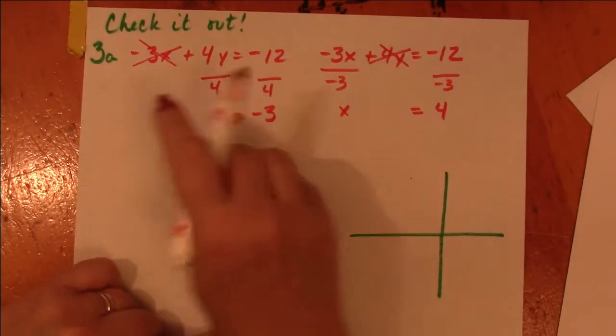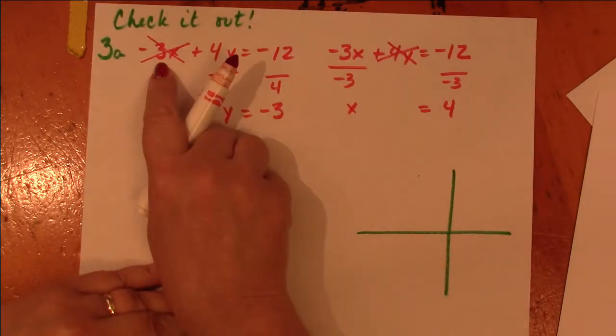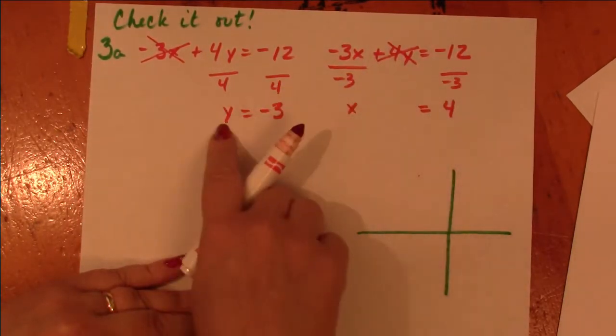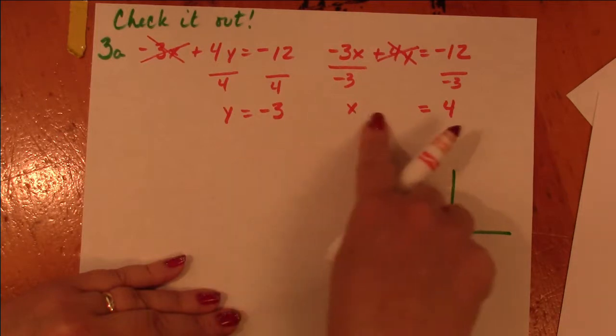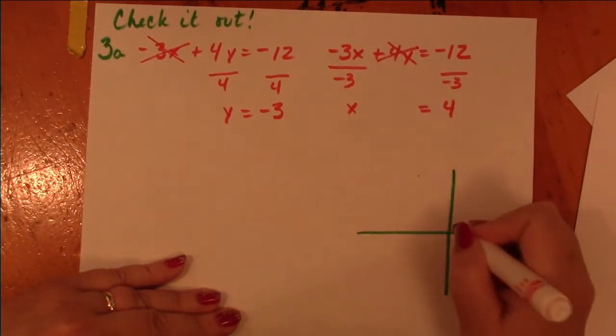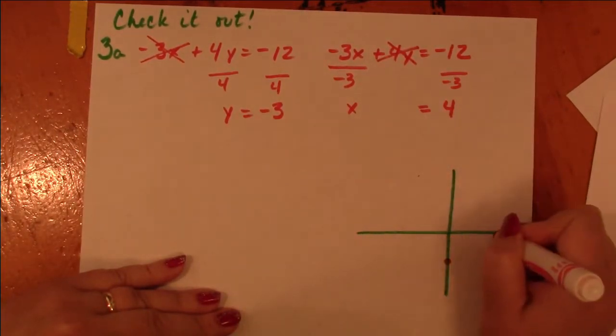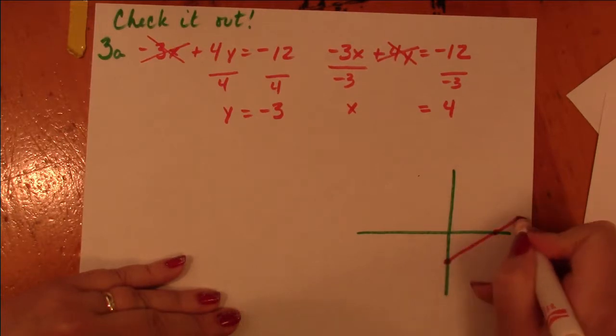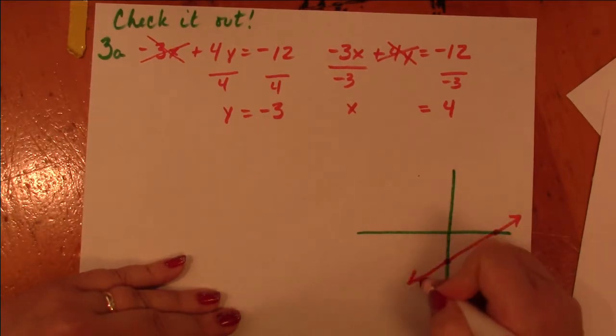With Check It Out number 3a, we're going to first take out x and then y, and we end up with y equals -3 and x equals 4. When y equals -3 and x equals 4, we end up with a line that looks like this.